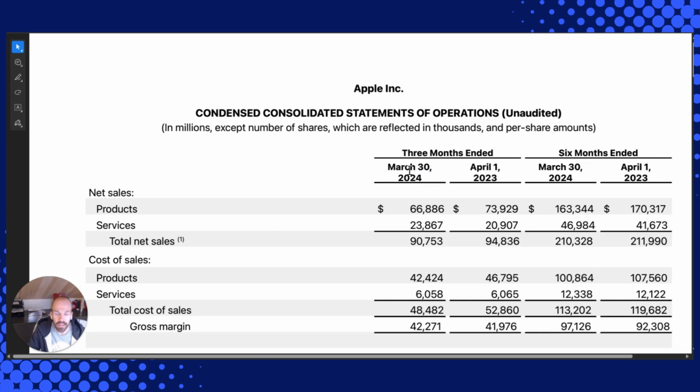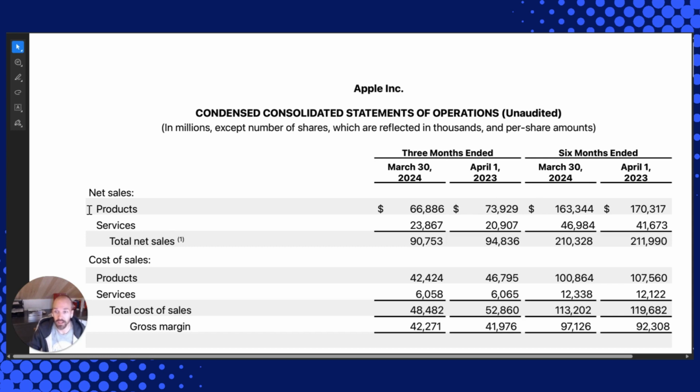And typically, on a quarterly report, they do two things. They look at the quarter for the current period, which is this. They compare it to the previous quarter from last year to show what's going on with any trends. And then they do the same with the year-to-date period. So this is their second quarter, so it looks at the 6 months ended March 30th, 2024, and they compare that to the same period of the previous year.